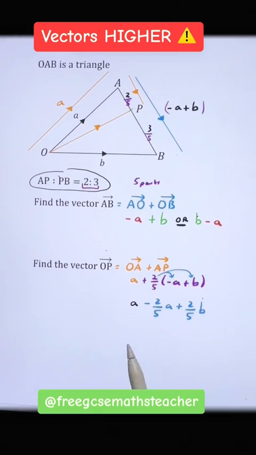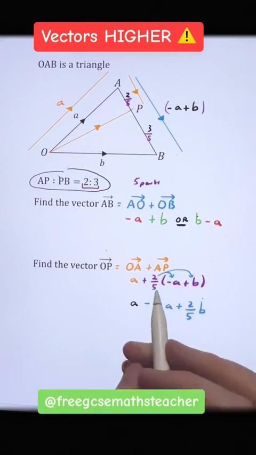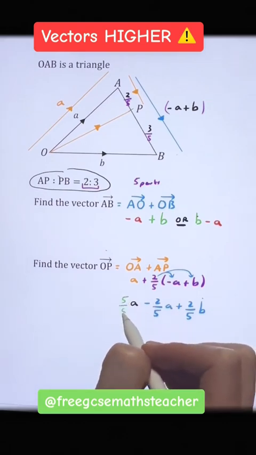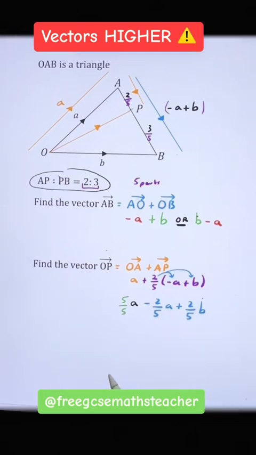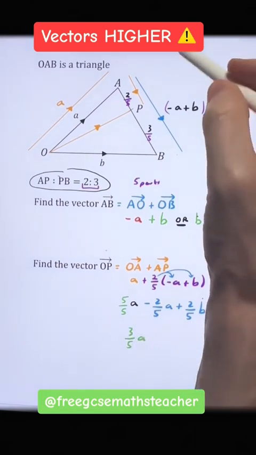Collecting like terms, here I have a minus 2/5 of a. Well, I know a in terms of fifths is simply going to be 5 over 5, because 5 over 5 is simply 1. So 5/5 take away 2/5 gives us 3/5 of a. And I've still got 2/5 of b.